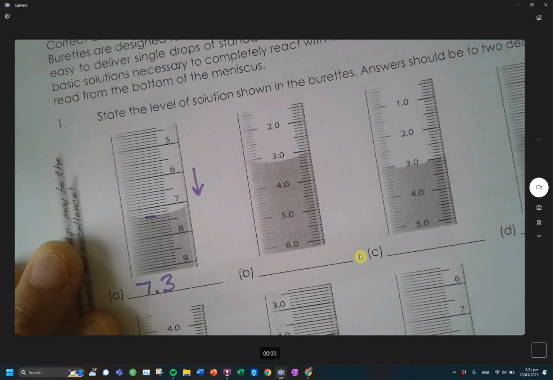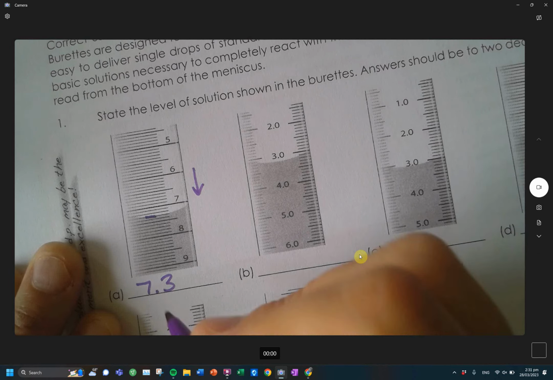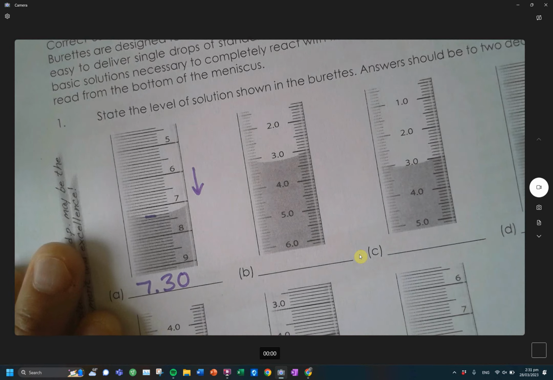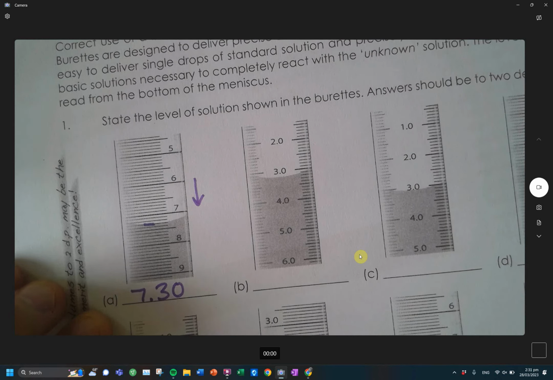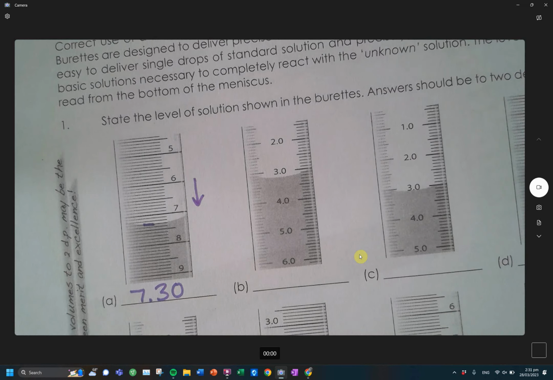Now, depending on if that bottom of the meniscus touches the line or is in between two lines, we can use different numbers. If it touches the line, then I'll end it with a 0. So we should always have 2 decimal places for all of our burette readings. If it looks like it's in between 2 lines, then end it in a 5, so that way it states that it's kind of halfway between those 2. So do keep that in mind.